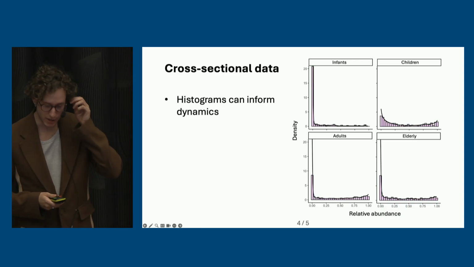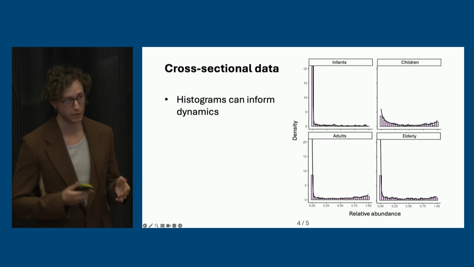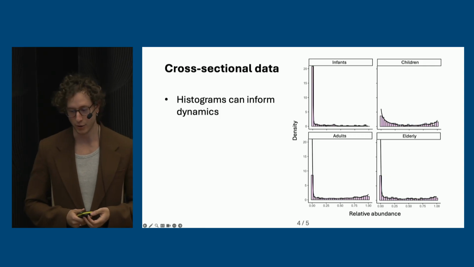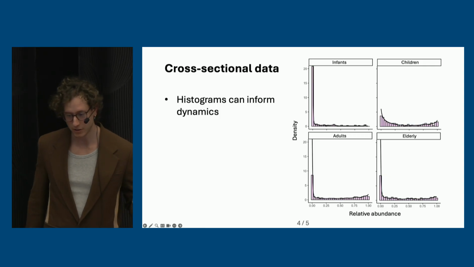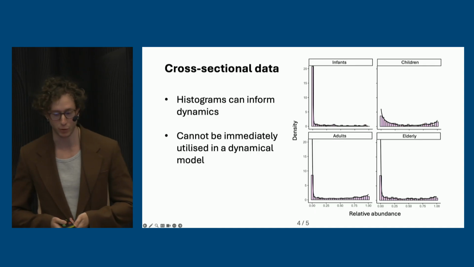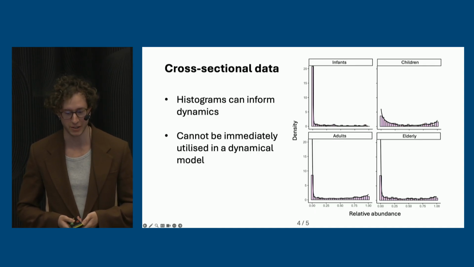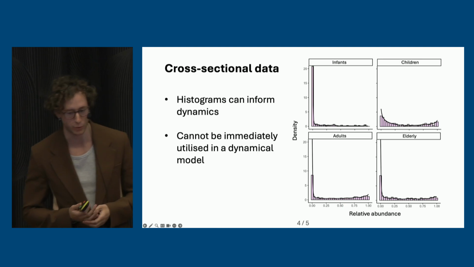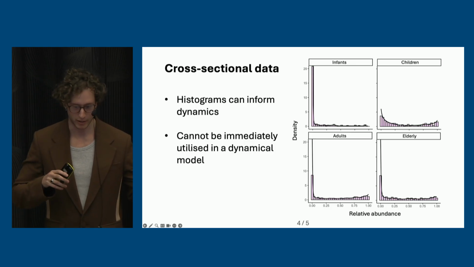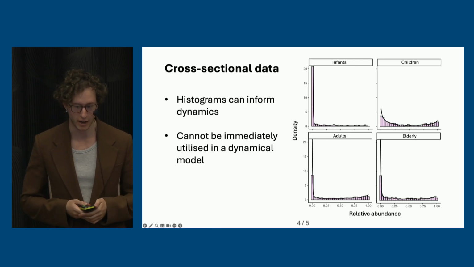As I mentioned before, not only do we have short time series, but a lot of the subjects only have a single time point. So we have thousands and thousands of points, but they can't immediately be utilized in a dynamical model. So instead of discarding all this data, I want to find a way to include it. And you can see these are real histograms from some of the data I'm working with, where you can see it changes in the different age groups of the population.